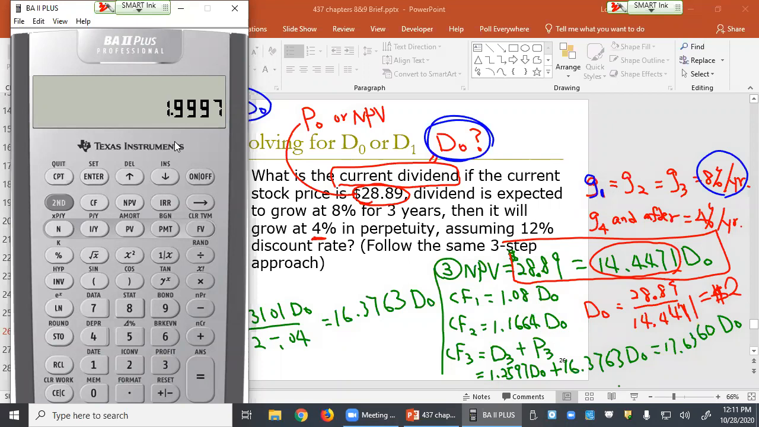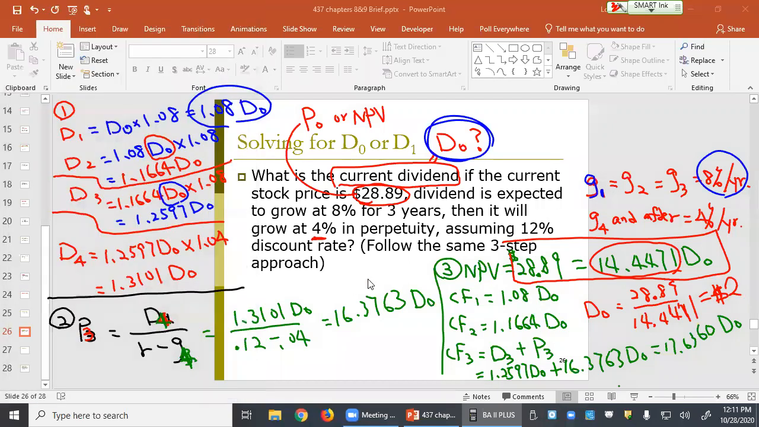But what if you are asked to find D1 instead? If you are asked to solve for D1 on the exam, then you need to first do the exact same things that we have done so far, going through the 3 steps to find your D0. Then you're going to do one more step, which is to convert your D0 into D1. How? D1 equals D0 times 1 plus G1. Given $2 as my current dividend, I will multiply it by 1.08 because my G1 is 8%. So that'll give me $2.16 as my D1.